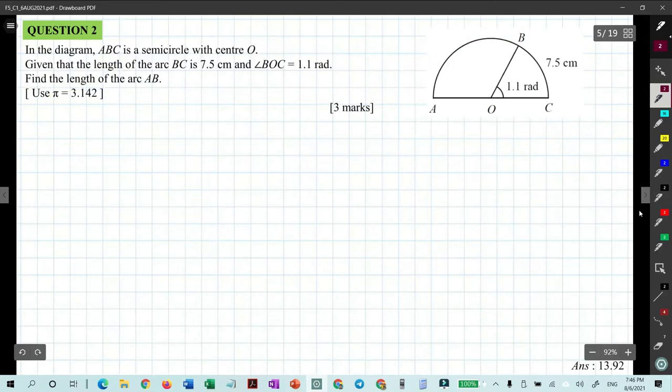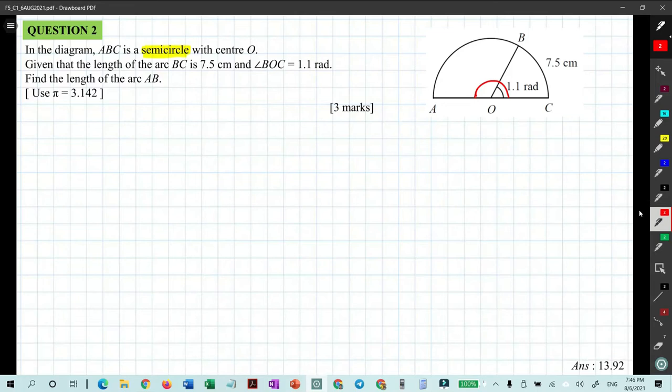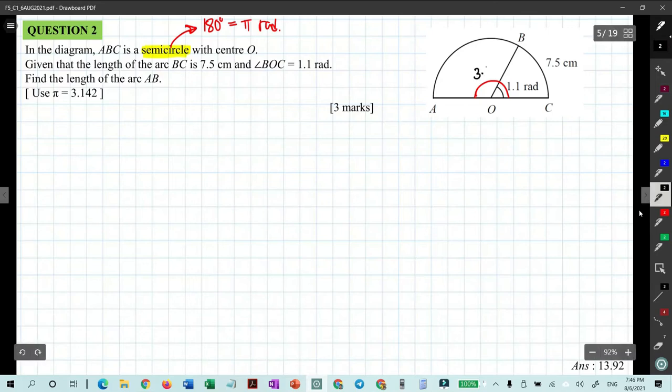In the diagram, ABC is a semicircle with the center O. The keyword here is semicircle. If this diagram represents a semicircle, meaning the angle here is 180 degrees. Semicircle, 180 degrees, is equivalent to pi radian. So this angle can be written as 3.142.